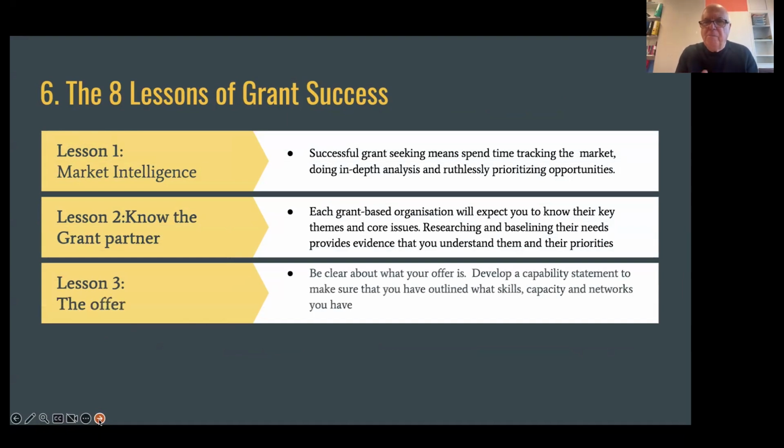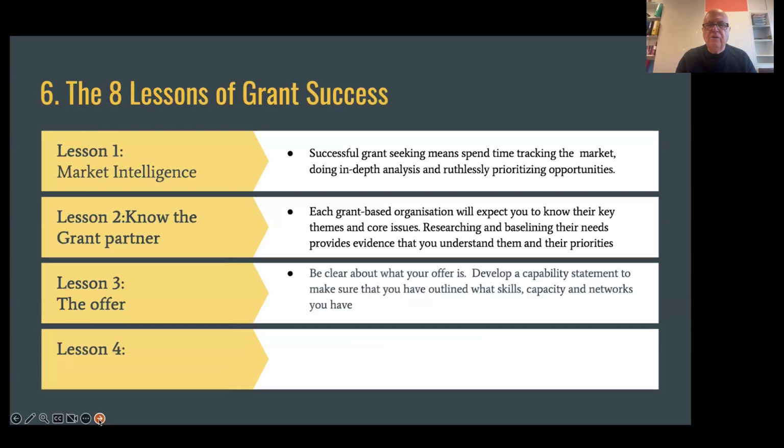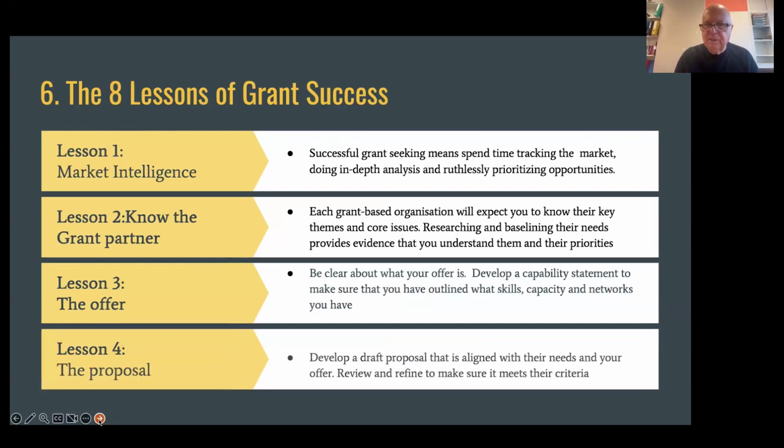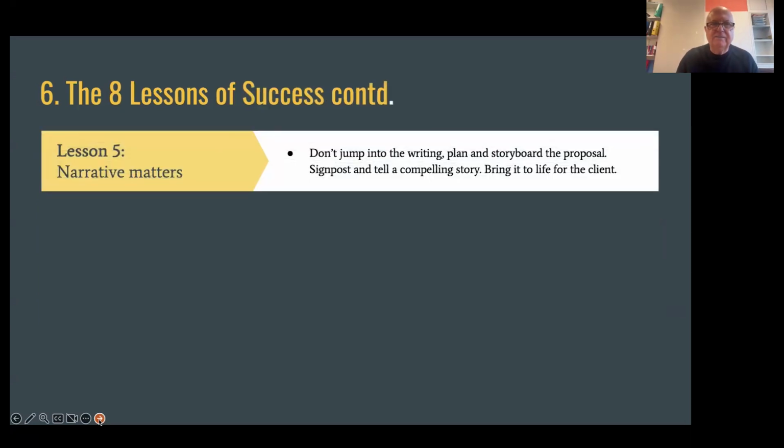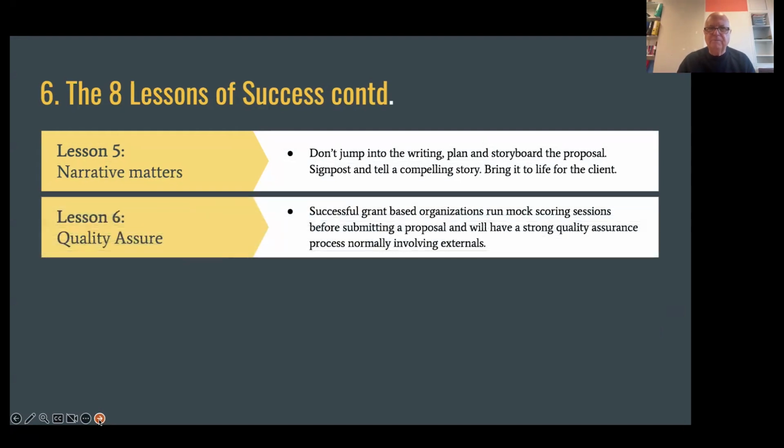Be clear about the offer. Make the promise. Sometimes they can ask you for a capability statement of what you offer. Don't worry about that. There's a how-to guide on this, but just be very clear about the offer and the proposal. When you've got a proposal, make sure it's aligned with their needs, your offer. Make sure it flies. Remember what we said about narrative. Make it clear, make it urgent, signpost, telling a compelling story, use case studies, use small vignettes to bring to life. Make it so that they really want to give you the money.